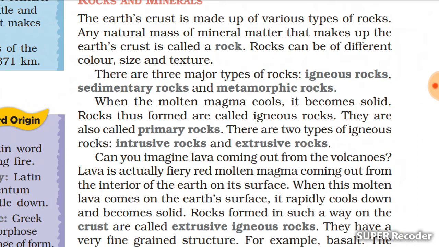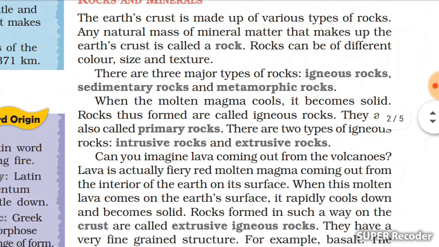Rocks can be of different color, size and texture. It may be a darker color or white, or the size may be irregular. It may be big or small. Okay, there are three major types of rocks: igneous rocks, sedimentary rocks and metamorphic rocks.